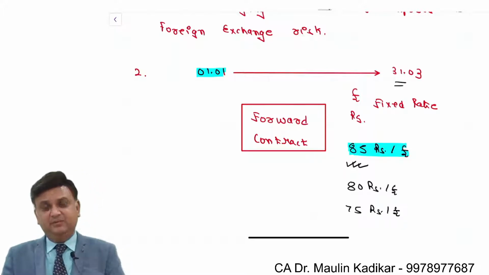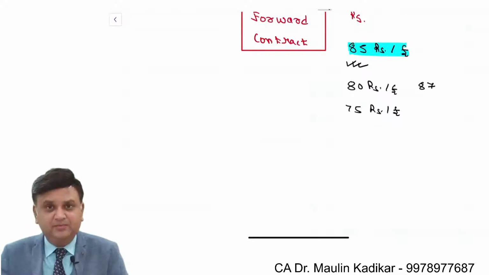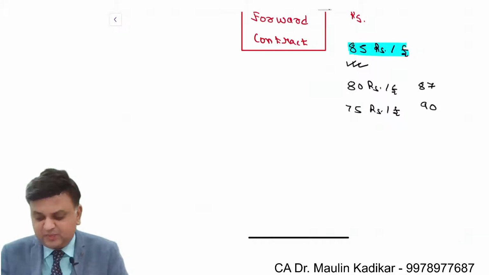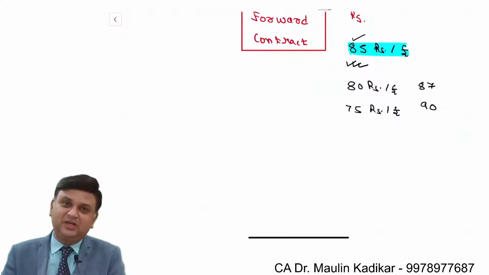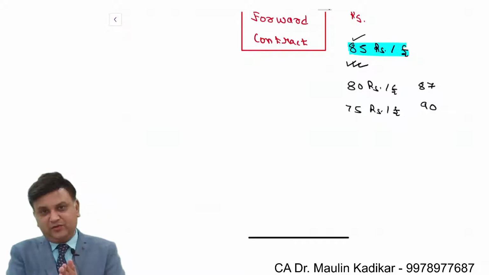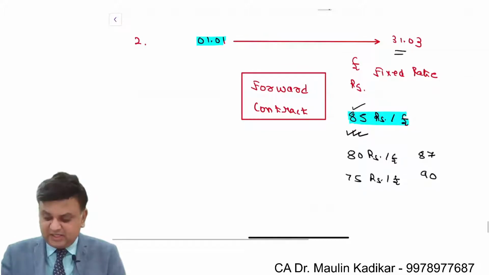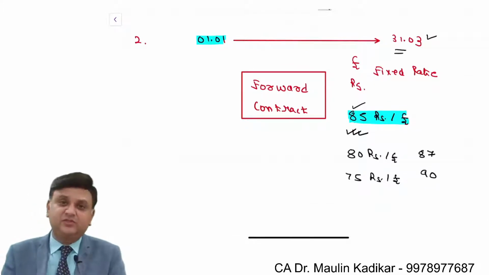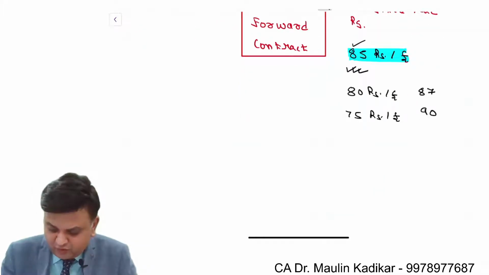At the same time, if the exchange rate is, let us say, 87 rupees per pound, or 90 rupees per pound, even in that case the conversion will take place at 85 only. So once you enter into the forward contract, there will be a fixed rate at which the conversion of pound will take place, irrespective of the spot exchange rate prevailing on 31st of March. This is given a technical name as forward exchange rate.